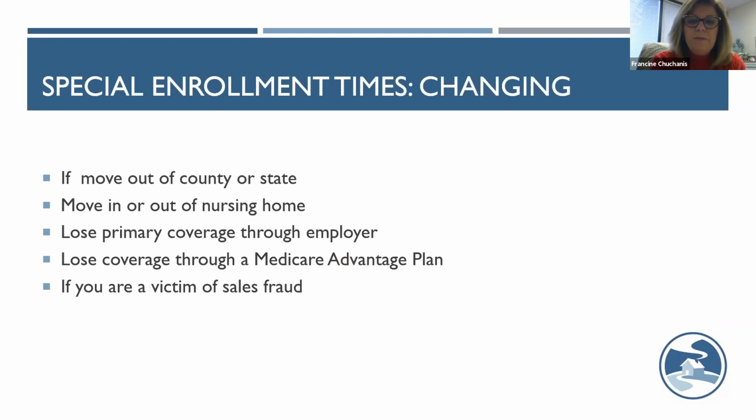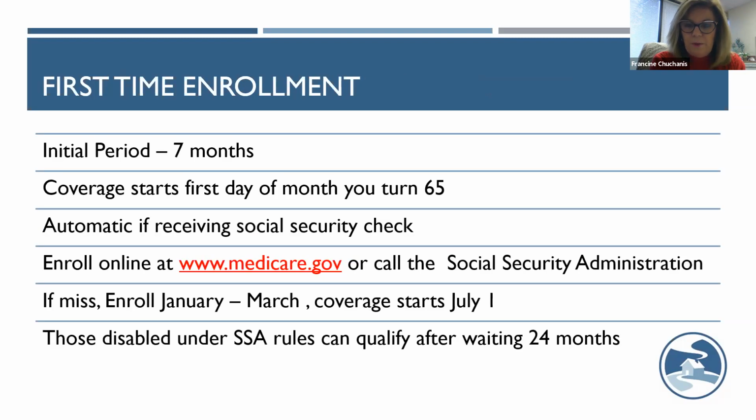If someone happens to miss that initial enrollment period, they can enroll anytime between January and March, but their coverage will not begin till July. And then those individuals who are disabled under the Social Security Administration rules, who are younger than 65, will automatically qualify for Medicare after being disabled for 24 months.